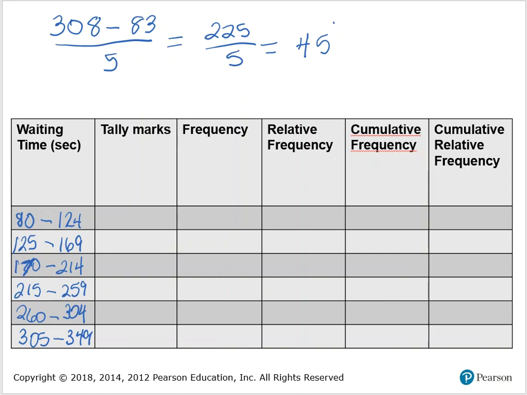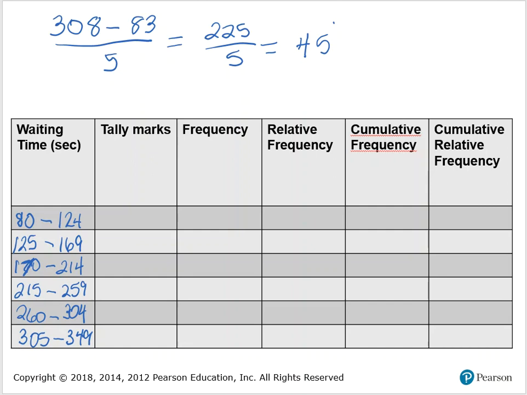So notice I did end up with 6 classes. Part of that is because I didn't start at 83, I started at 80. Sometimes it also occurs just because of the number that we ended up with for our class width. It's okay, even though my goal was 5, 6 is not going to hurt anything.